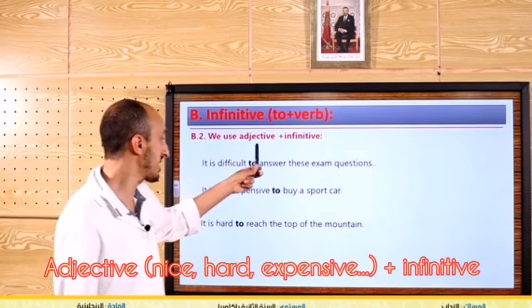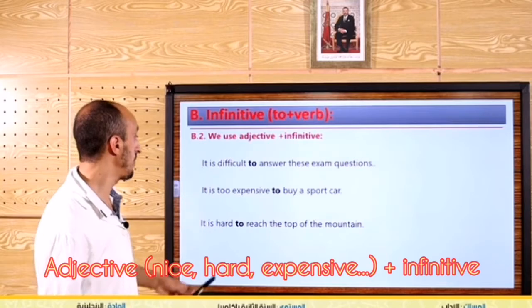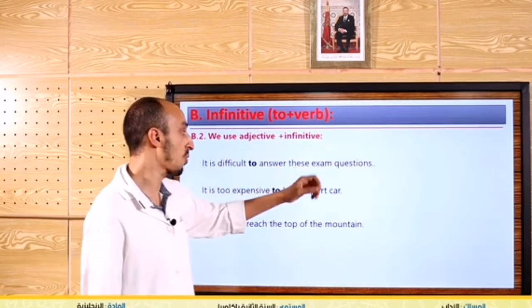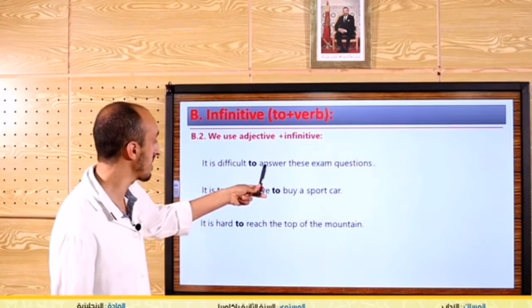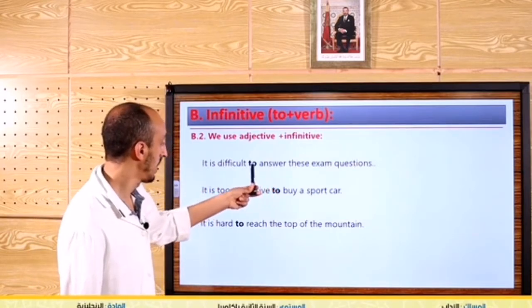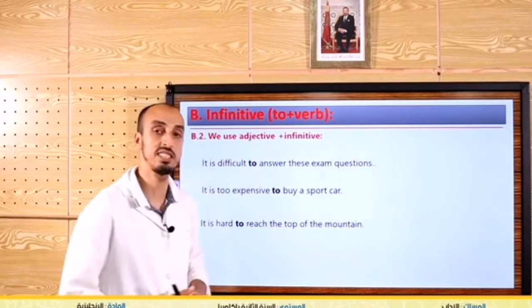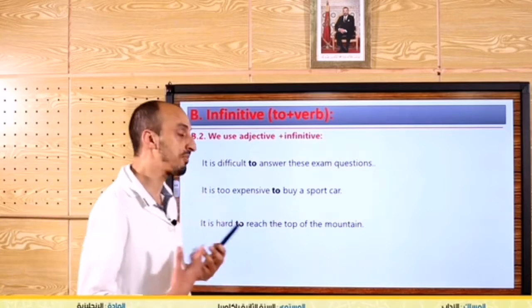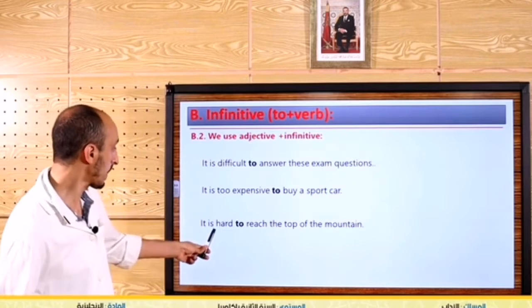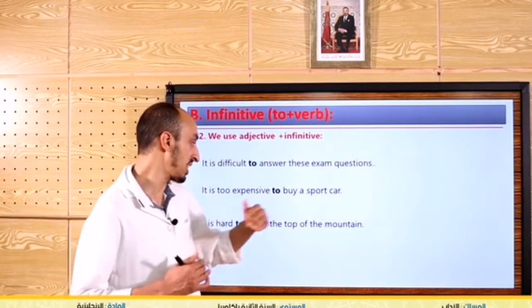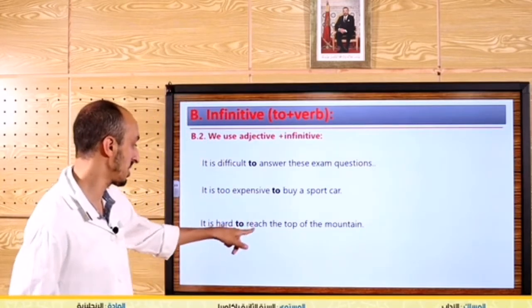Also, we use adjective plus infinitive form. We have an example. It is difficult to answer these exam questions. The adjective difficult is followed by to answer. The verb is in infinitive. When we have an adjective plus verb, the verb should be in infinitive. It's difficult to answer. It's too expensive to buy a sports car. It's hard, the adjective hard, to reach the top of the mountain. So hard to reach. To reach is infinitive.